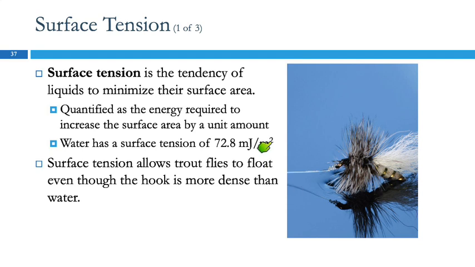So this is a picture of a trout fly, and this has a metal hook inside of it, and then it's got feathers and stuff tied on there. And you can throw this out on the water, and it will float on the water, even though it's more dense than the water. Because in order for this to sink, it has to increase the surface area of the water, and the surface tension doesn't want to do that. That requires a certain amount of energy. And the fly is not heavy enough to create more surface area.